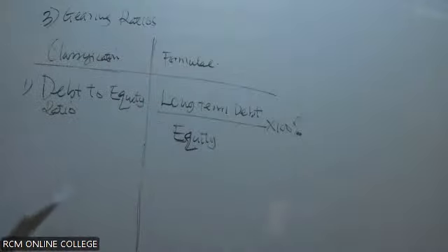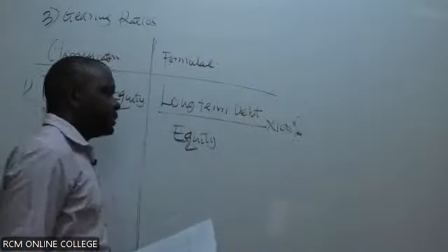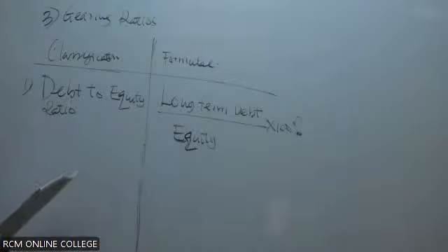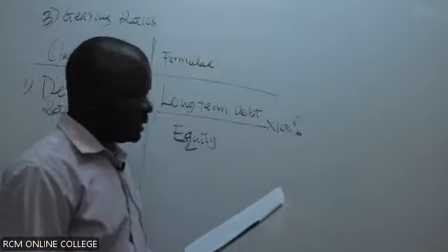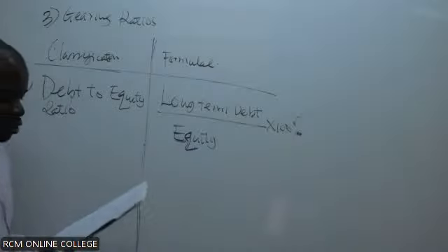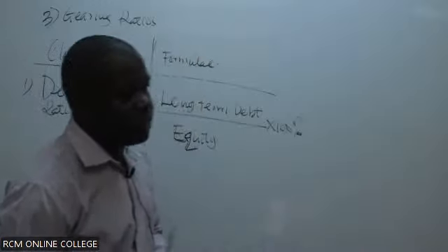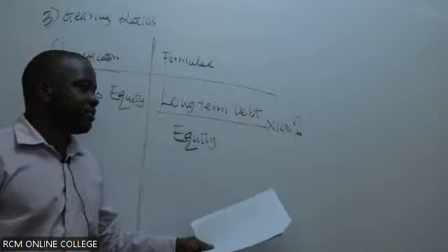It indicates the amount of long-term debt in comparison to equity investments. So that is what the debt to equity ratio indicates: the amount of long-term debt in comparison to equity investments in the company.